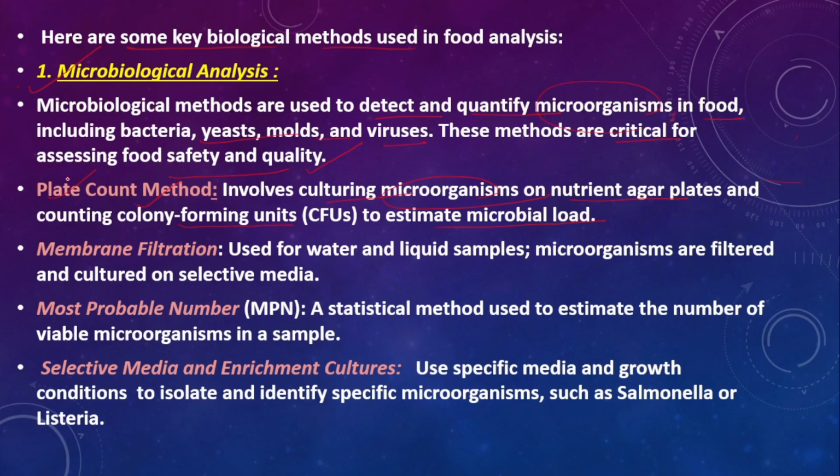How we do this? First we will dilute the sample and we have to take the small volume of the sample into the agar plate, and we have to incubate this and allow the microorganisms to grow into the visible colonies. After incubation, the colonies are counted and the microbial concentration is calculated in terms of colony forming units per milliliter, CFU per ml.